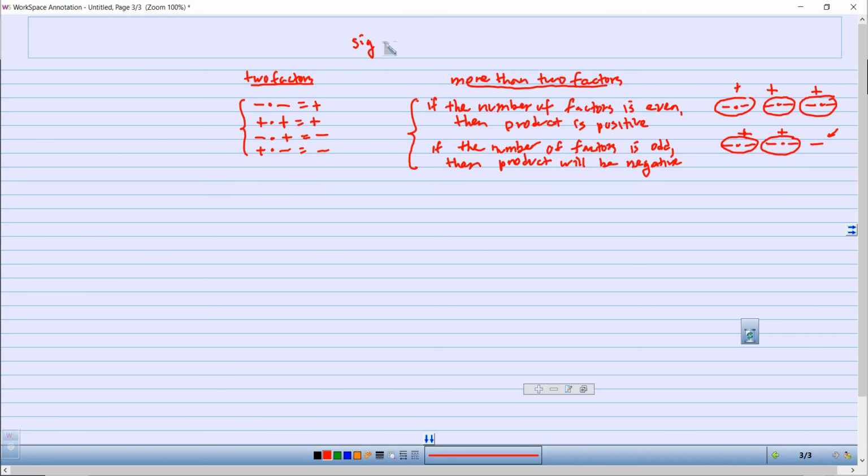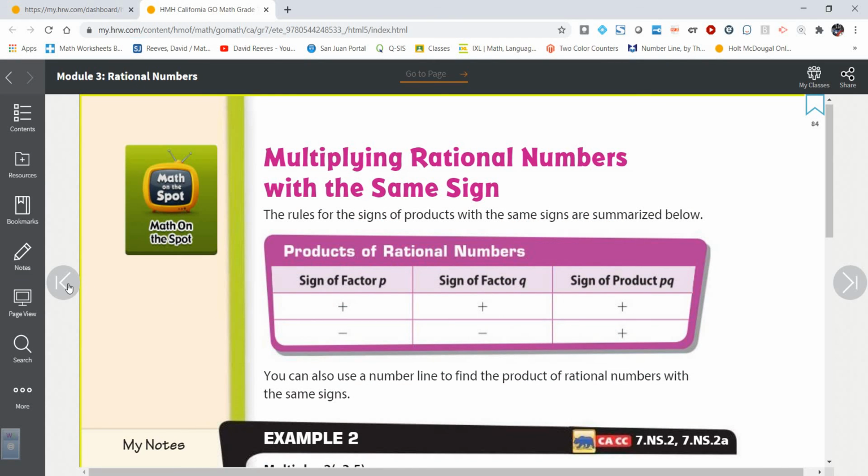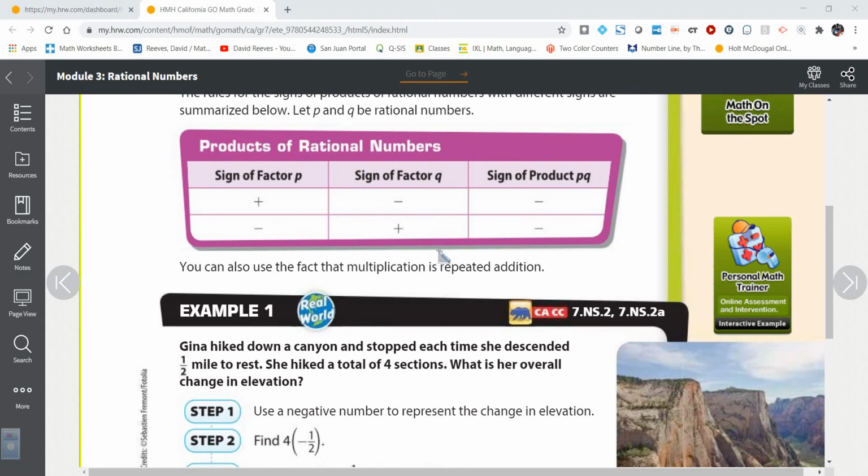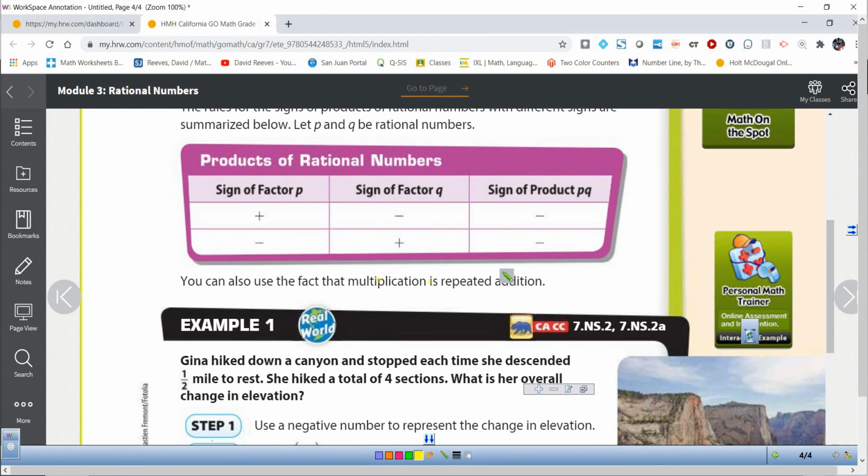All right, so sign of product rules. Okay. All right, now why is that the case? Just a reminder, and they say right here, you can use the fact that multiplication is repeated addition. All right, now I'm going to amend this a little bit. I'm going to say multiplication of a positive number is repeated addition.